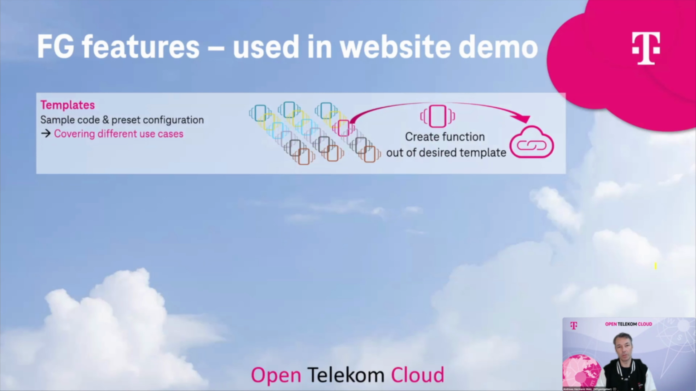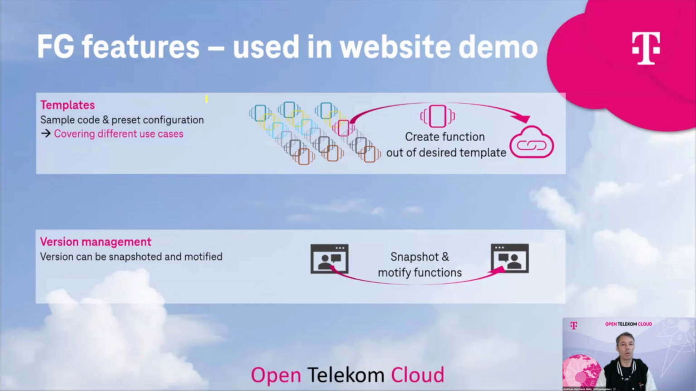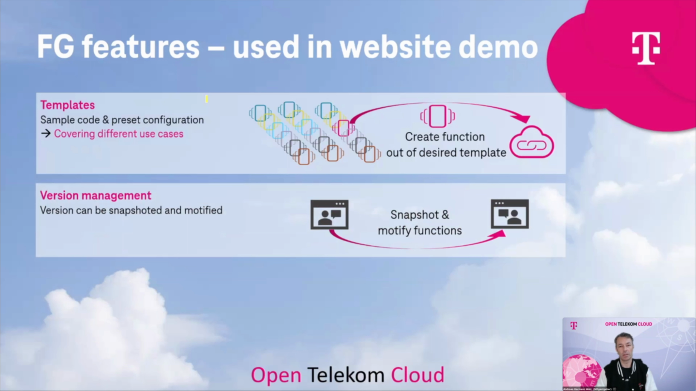Now, the features we will use. We will not talk about each of the features in FunctionGraph we are using, but just a few of them. First, templates are sample code and a preset configuration. You can select a template according to the use case you would like to implement, and then create a function just by clicking on this template and configuring the template. Then version management: as already mentioned, you can snapshot a function and then create a new version and then customize this new version, for example.